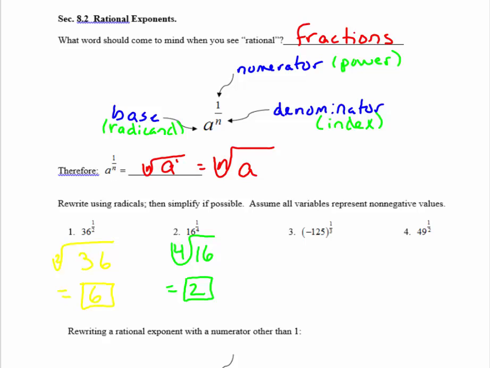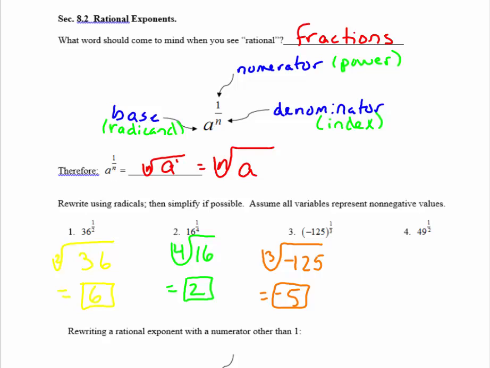Number 3. In parentheses, negative 125 raised to the 1/3 power. So the index is a 3. The radicand is negative 125, and it's all raised to the first power. Is there a number that I can multiply 3 times and get negative 125? Yes, the answer would be negative 5, because negative 5 times negative 5 times negative 5 is negative 125.